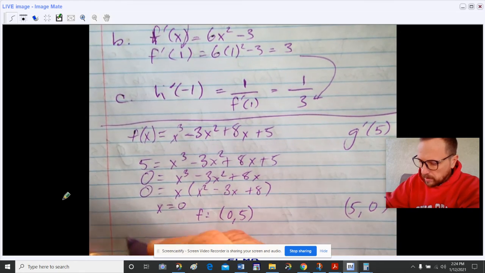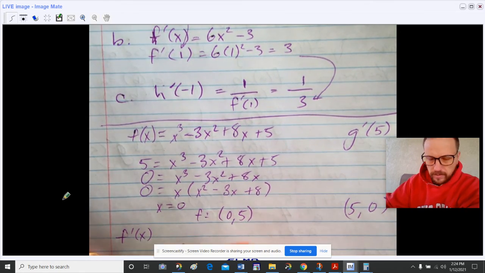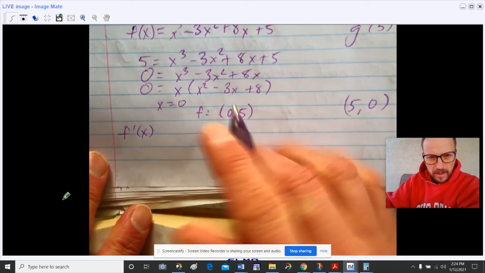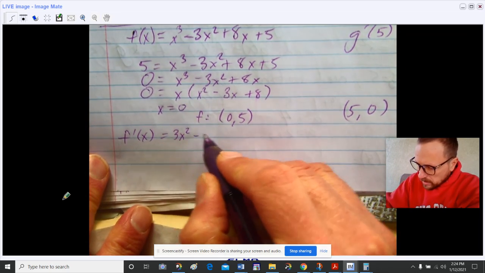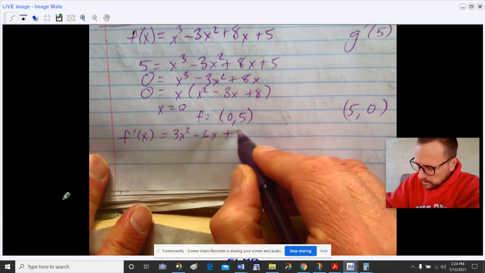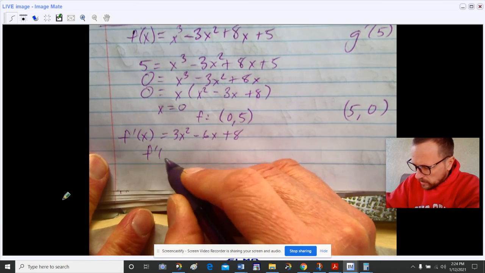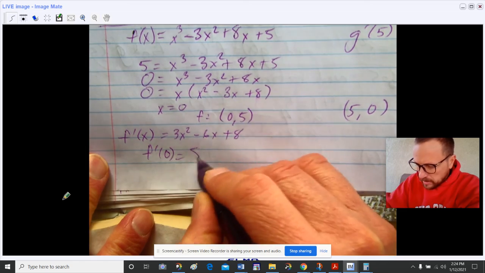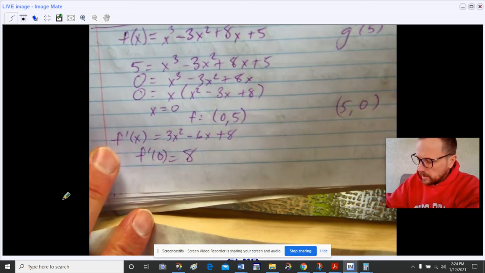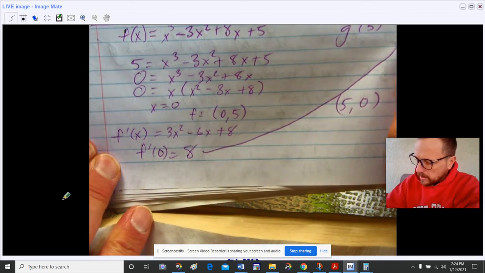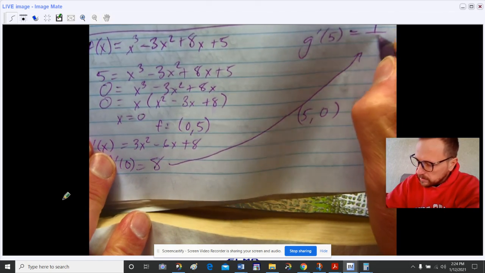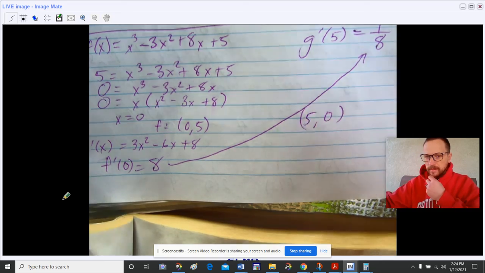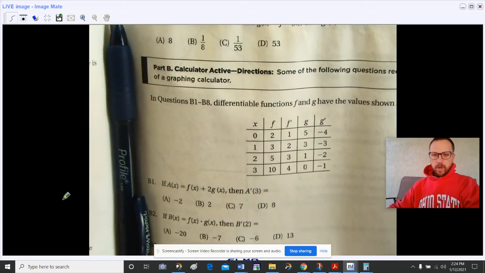All right, so now we need f prime of x. So I got 3x squared minus 6x plus 8. F prime of 0 then is, well, that's pretty easy. That's 8. And so then g prime of 5 will be 1 over 8. Boom!